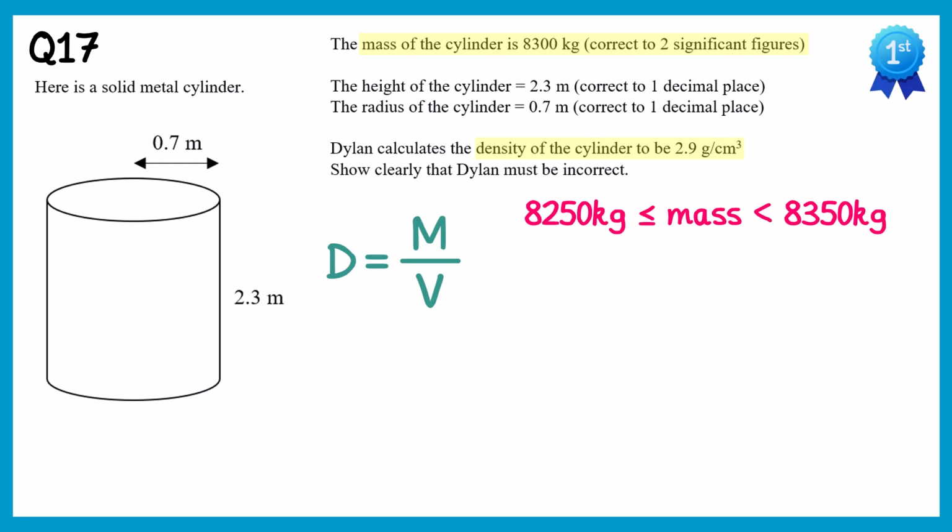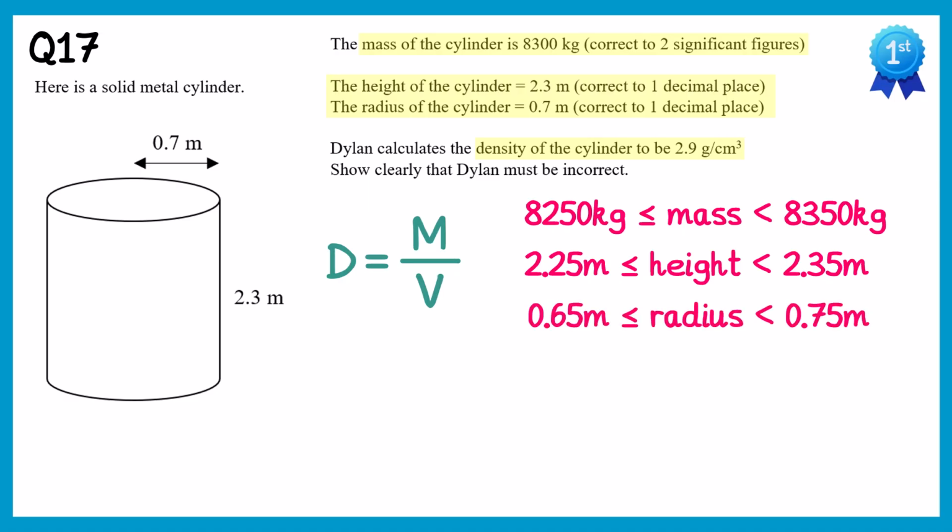Now we don't have the volume, but we are given some information about the height and radius. They're 2.3 and 0.7, but given to one decimal place. This means the height could be anything in between 2.25 and 2.35, and the radius could be anything in between 0.65 and 0.75. In this question, you need to spot that Dylan's density was given in grams per centimetre cubed, but our mass is in kilograms and not grams, and our lengths are in meters, not centimetres, so we're going to need to convert them first.